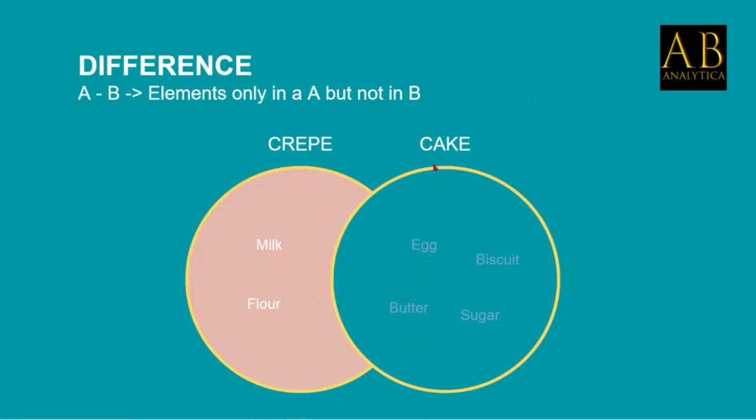Next set operation is difference. Difference is denoted by using a minus sign. The difference between set A and set B will be a set of all elements which are only present in A and not in B. In our example, set crepe minus set cake will be milk and flour. This does not include egg and butter, which are elements of set crepe but are not included because they are also included in the set cake.